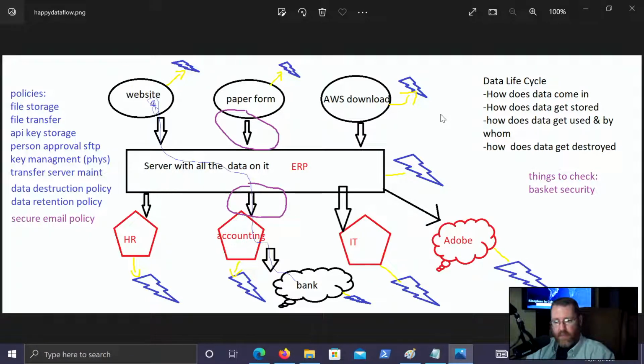So I hope that makes a little sense in terms of what kinds of things they're looking for in the logging. Now, when you're looking at this diagram and you start looking at all the arrows, you definitely want to log all those arrows. That's what you're going to review.